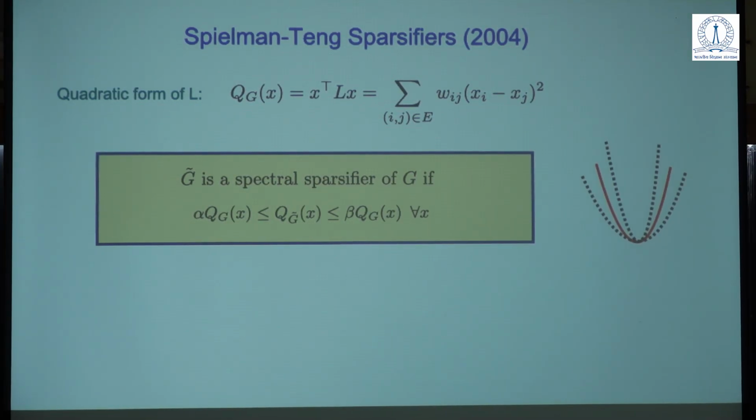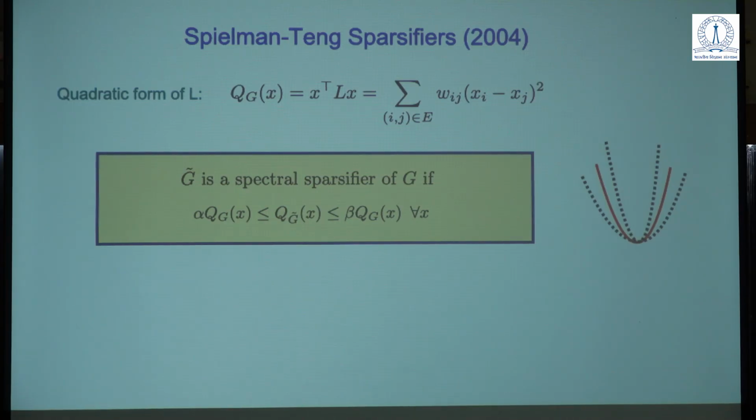There is a model of sparsification due to Dan Spielman, who's at Yale, and Tang, I forget his first name. So it's called the Spielman-Tang sparsifiers. And what they do is the following. They look at the quadratic form of the Laplacian. Okay, so Q of x is x transpose Lx. Remember, we saw this was a convex function. So they look at that.